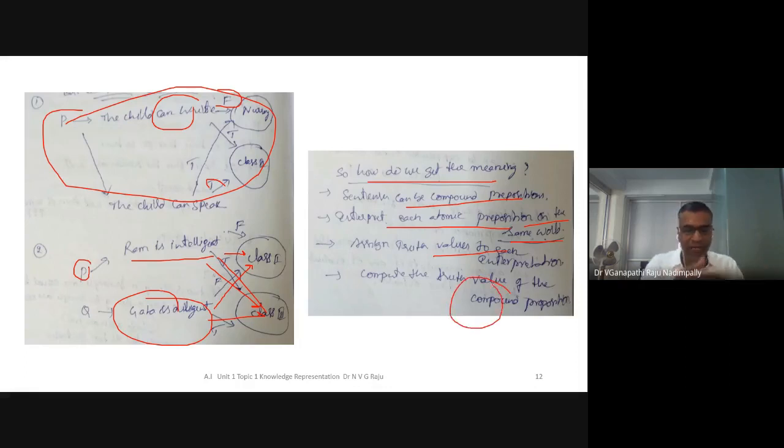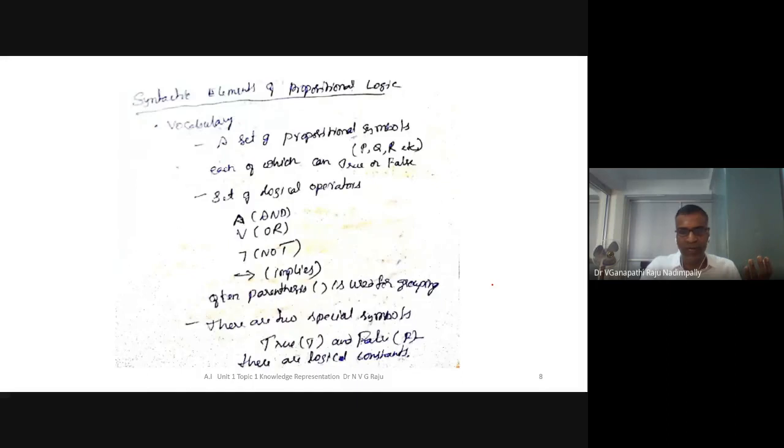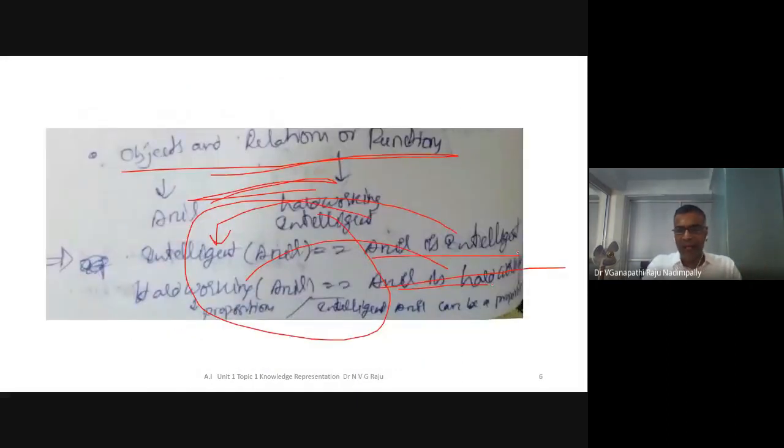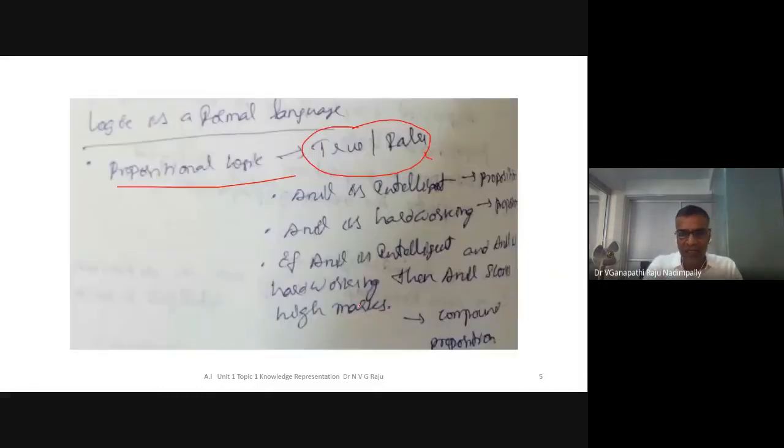Now, what we do in knowledge representation is combine two or more statements. Earlier we combined statements. I asked you one point: Anil is intelligent, Anil is hardworking. If both are true, then he will get good marks. That means inferences have to be taken by us.